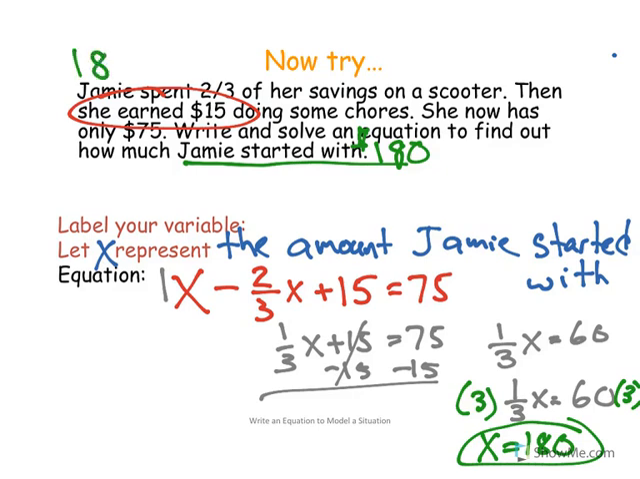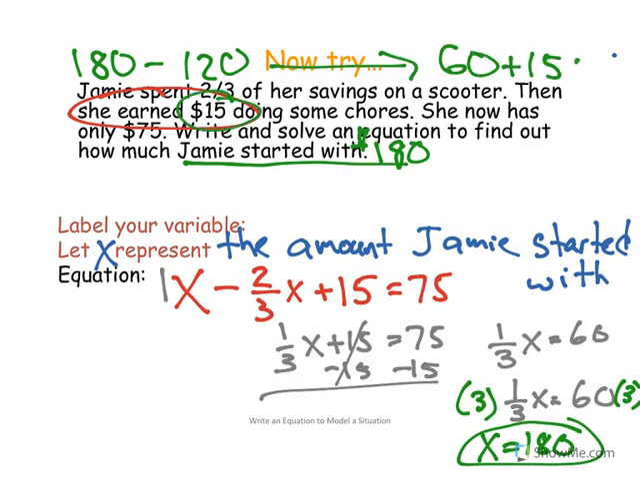So let's check it, right? She starts with $180. She spends 2/3 of it, right? Well, 1/3 of 180 is 60. So 2/3 of that is two groups of 60, meaning she spent 120, leaving her with 60. But what did she do? She earned $15. Great. I made $15. Now what do I have? 75. Okay, that's our proof we did this correctly.